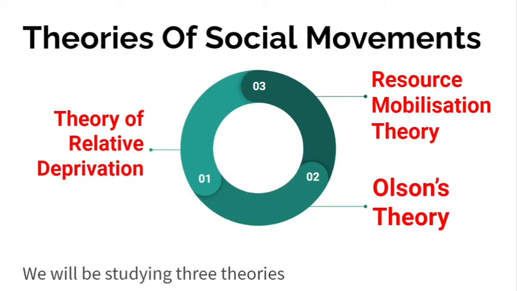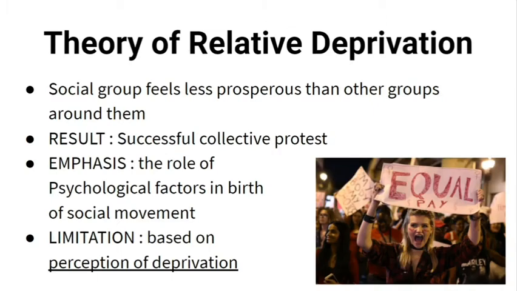The first theory is the theory of relative deprivation. The second theory is Olson's theory. And the third is the resource mobilization theory. So let's see them in depth. The theory of relative deprivation says that the basis of social movement is a feeling that a social group feels less prosperous than other groups around them.